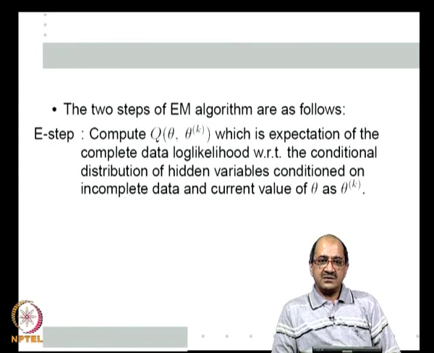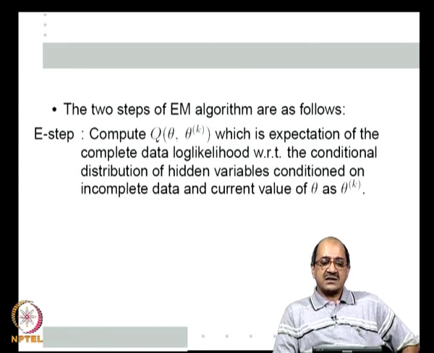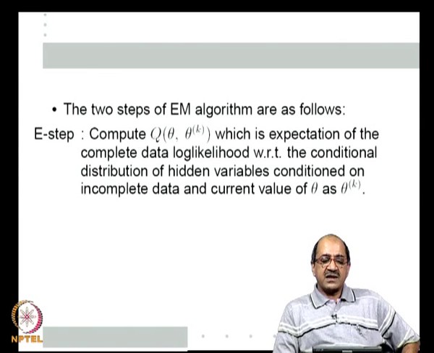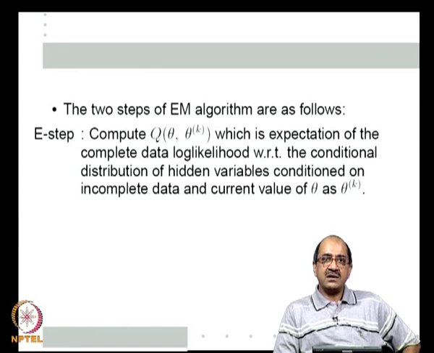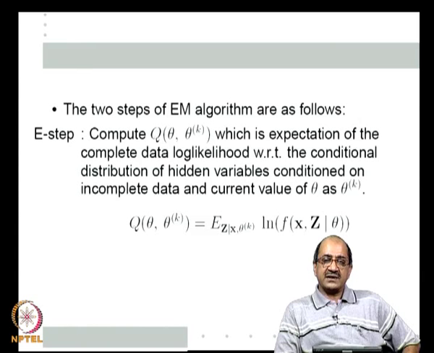So, we compute a function which is a function of the general variable theta and also of the current value of the estimated parameter. This is computed as an expectation of the complete data log likelihood. Complete data is xi, zi, and it is computed as the expectation of the complete data log likelihood, where the expectation is with respect to the conditional distribution of the hidden or missing variables, that is zi, conditioned on incomplete data, that is xi, and the current value of theta, which is theta_k. In symbols, Q(theta, theta_k) is the expectation, with z conditioned on x and theta_k, of ln f(x, z | theta).